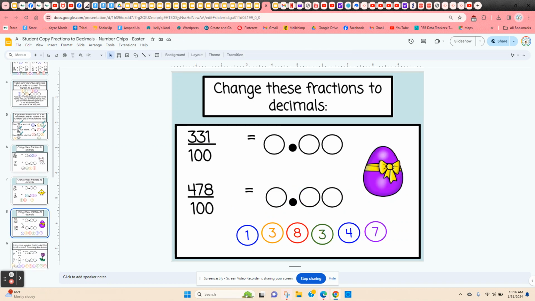Now we get to the next slide. Now we've got some fractions where the numerator is larger than the denominator. So here again, the 1 is going to go in the hundredths place, and then we just fill in the other two numbers. So we're going to get 3 and 31 hundredths. Same thing on the next one.